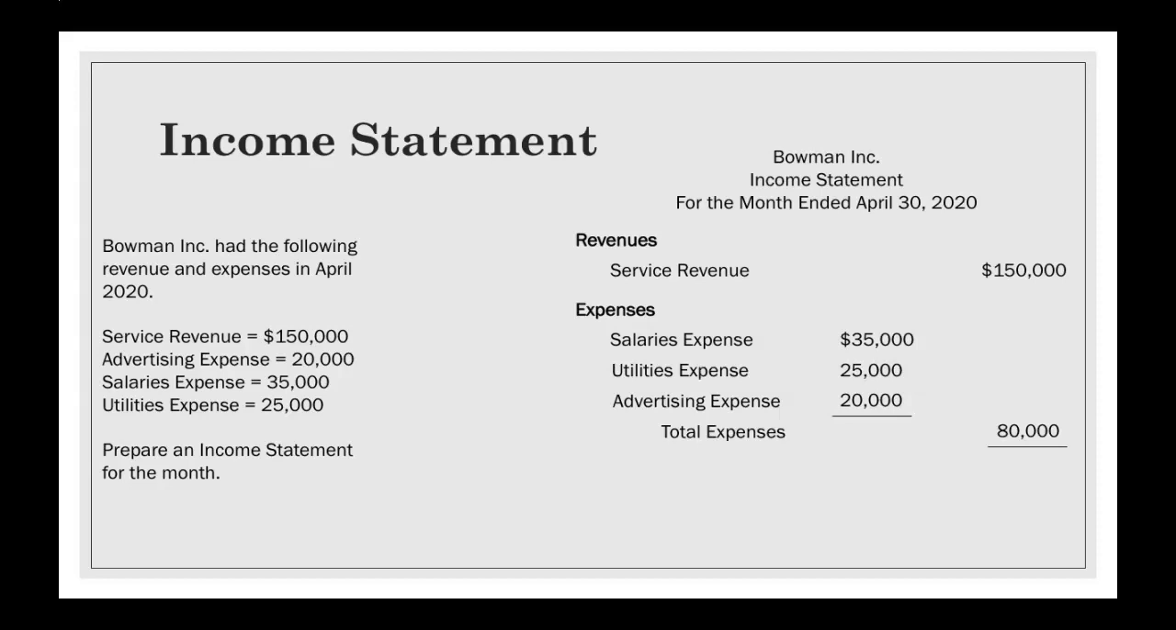So you'll notice that when we listed out the amounts for each individual expense, they went towards the middle of the statement. Then the total is over on the far right. We would do something similar if we had multiple revenues as well. So our total revenue was $150,000, and our total expenses were $80,000. So our net income would be $70,000.